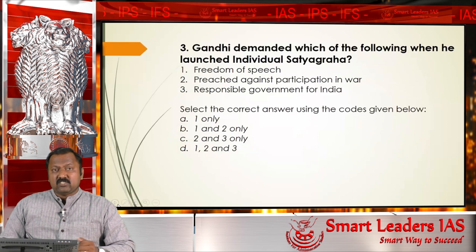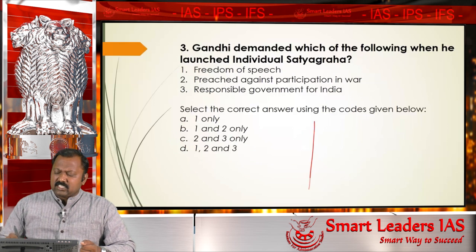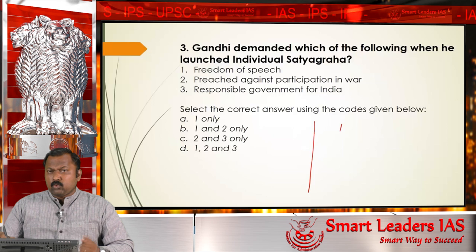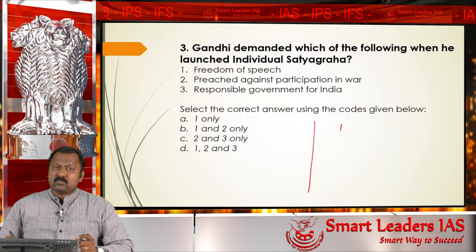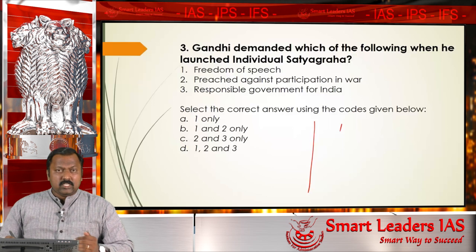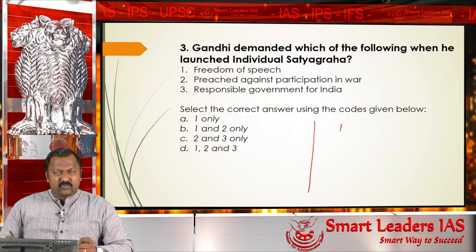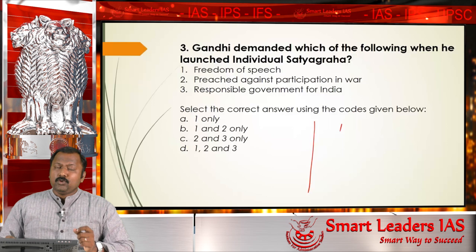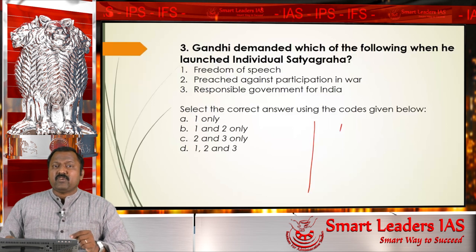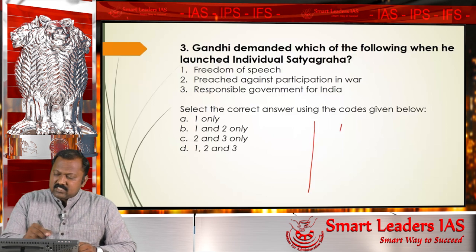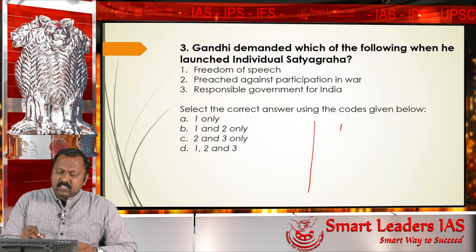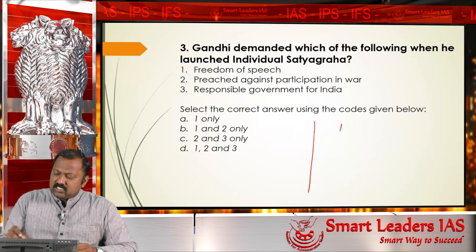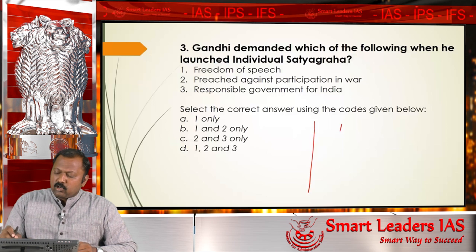The next type of question is where statements are given. Here also we will follow the same logic, where either you eliminate one or you identify one which is correct. Your duty in the preliminary exam is to find out which fact is correct, and you should know it very well, or find which fact is wrong. Here: Gandhi demanded which of the following when he launched the individual satyagraha? The choices are freedom of speech, preaching against participation in war, and responsible government for India.